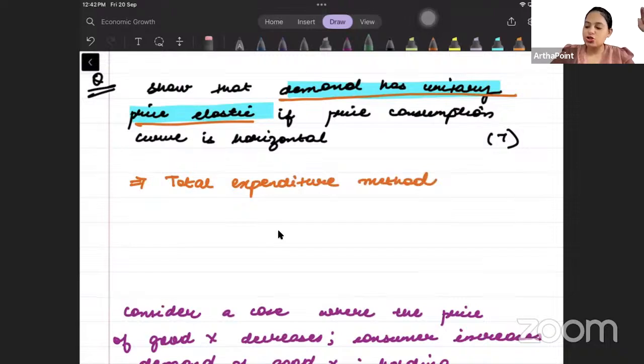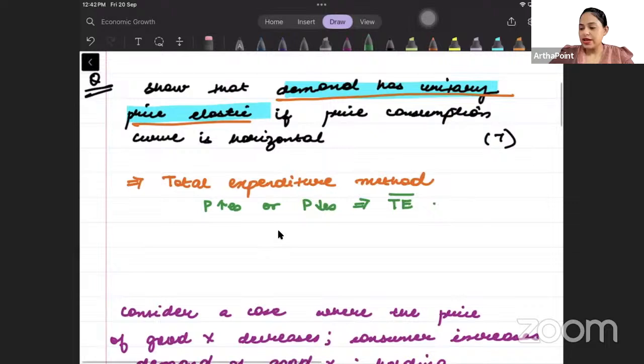What does the total expenditure method or total revenue method suggest? It suggests that when price increases or decreases, if total expenditure is constant, then it is unit elastic. So that is the first way to prove unit elasticity. Let us go ahead and look at the second part.